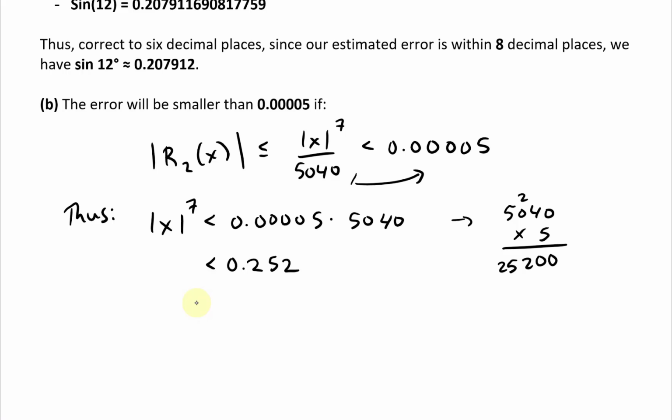So, in other words, now to solve for x, we have to take the 7th root of it. So, the absolute value of x is going to be less than 0.252 to the power of 1 over 7.